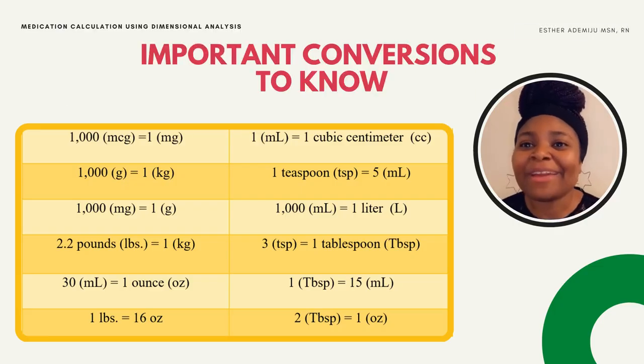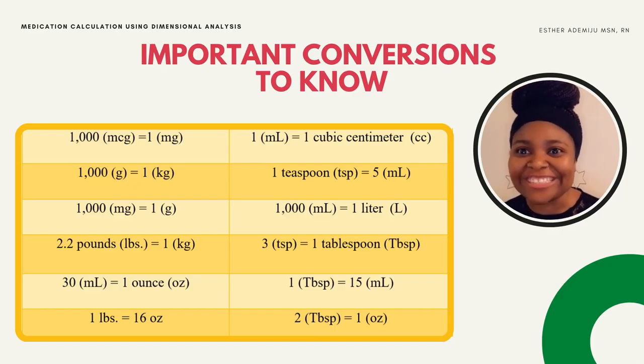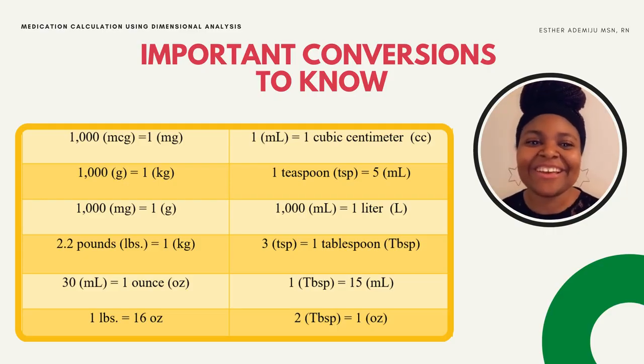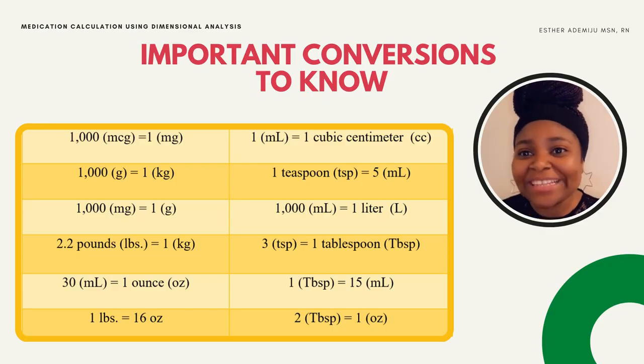Right here we have important conversions that you need to know. Unfortunately, we cannot do dimensional analysis effectively without knowing conversions. So you need to know that 1,000 micrograms is equal to 1 milligram. You also need to know that 2.2 pounds is equal to 1 kilogram, 1 pound is equal to 16 ounces, 2 tablespoons is equal to 1 ounce, and so more. In fact, what I have on the screen right now is not all the conversions you need to know.